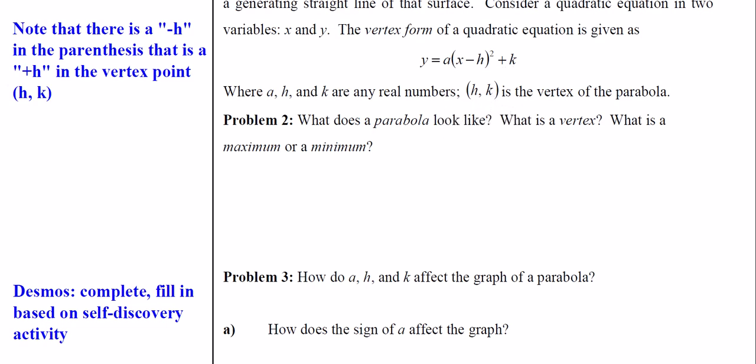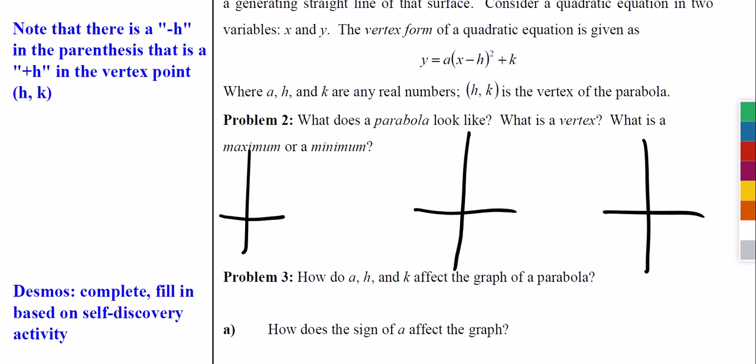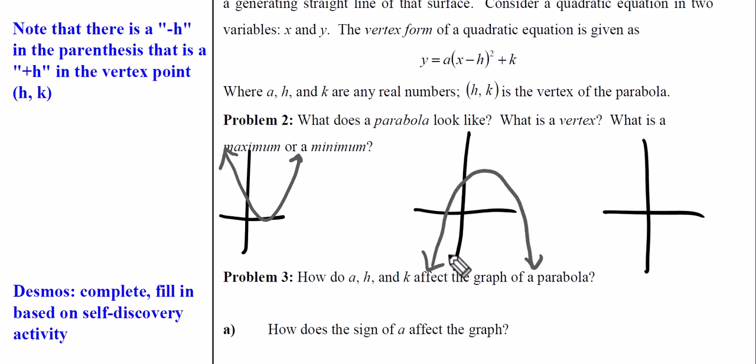So what does a parabola look like? Well, let's draw you a few. Here's a parabola. It's a U shape. They can also be sideways. We're not going to focus on the ones sideways in this class. So a U, right? It's either a happy face or a sad face, pretty much, right? Happy, sad.